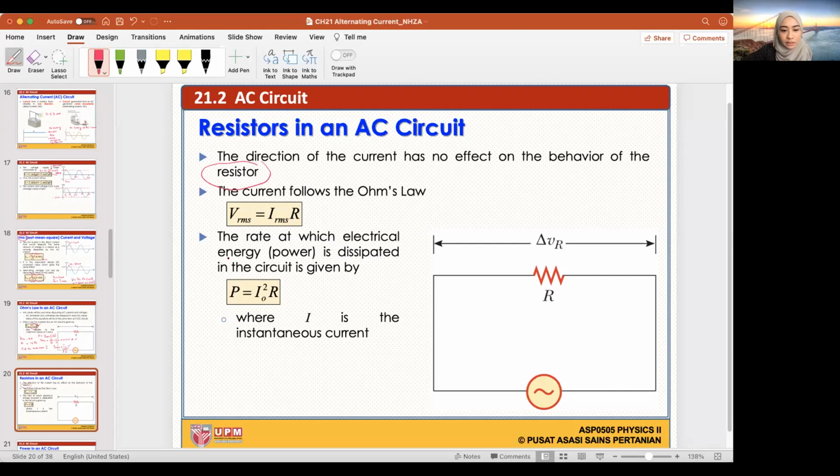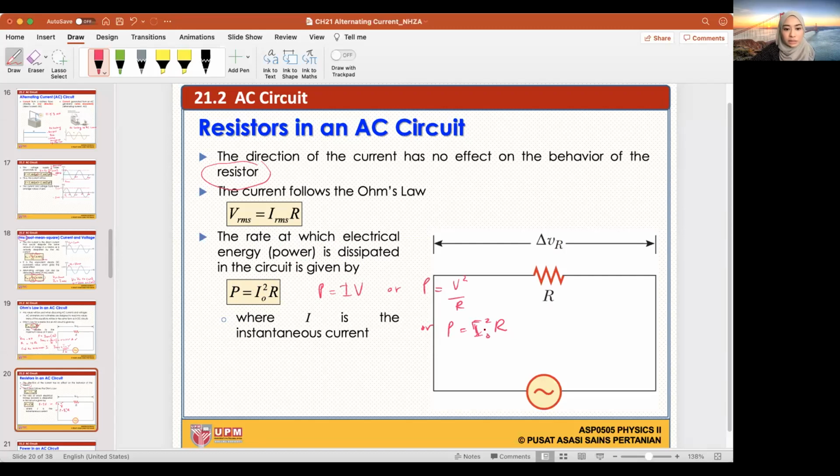The rate at which electrical energy is dissipated by the circuit is given by I naught squared R. This is your regular equation. P equals IV. Ini yang regular P, not root mean square. P equals IV, or P equals V squared over R, or P equals I squared R. This is the equation. So it's saying power is equal to I squared R, or you can say this is I naught squared R.